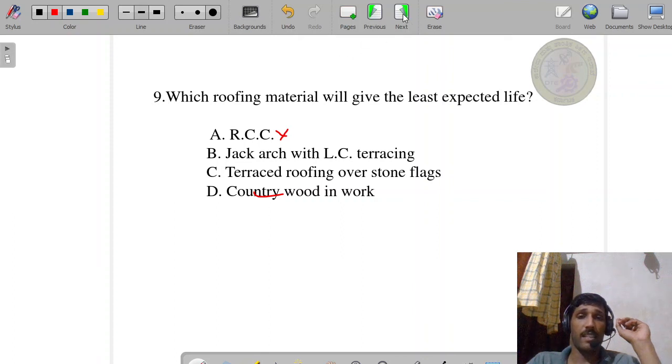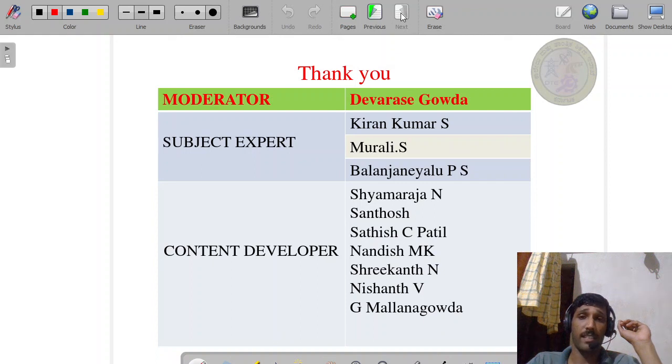Okay, these are some multiple choice questions related to this center to center line method of estimation. We will discuss the remaining materials and items estimations in the upcoming sessions. Thank you all.